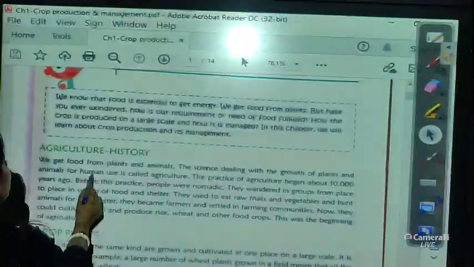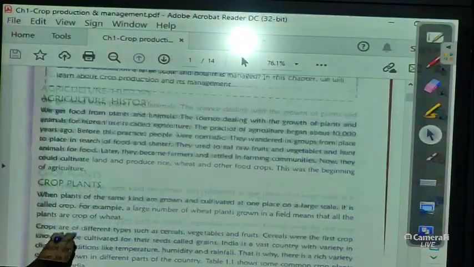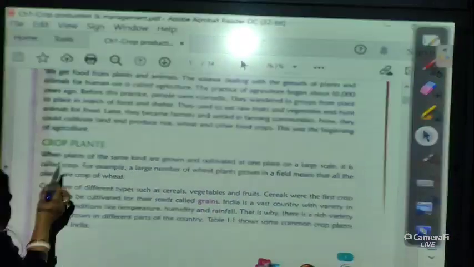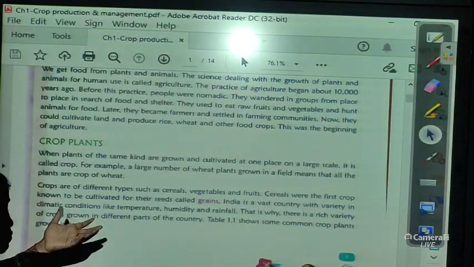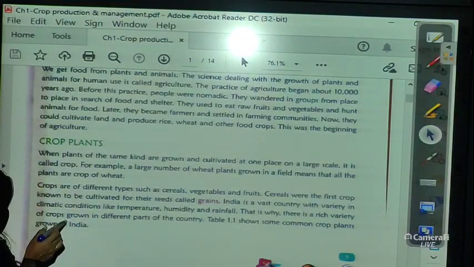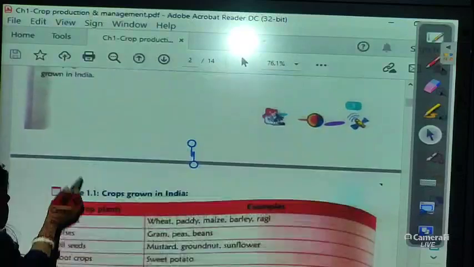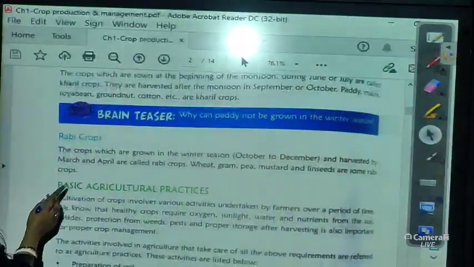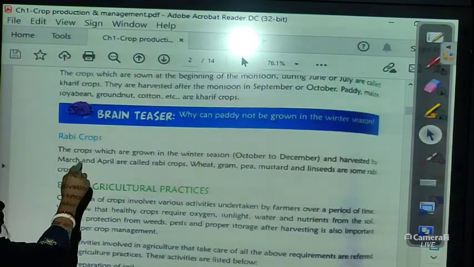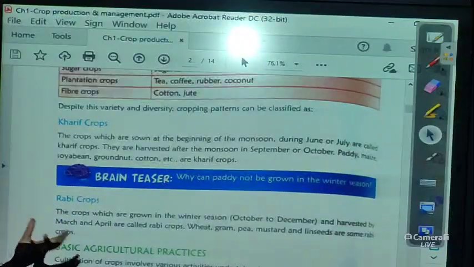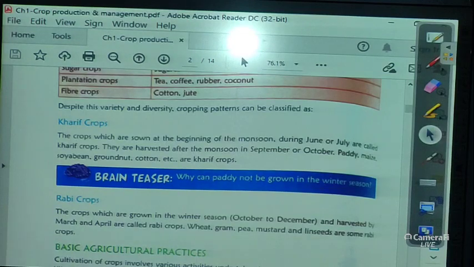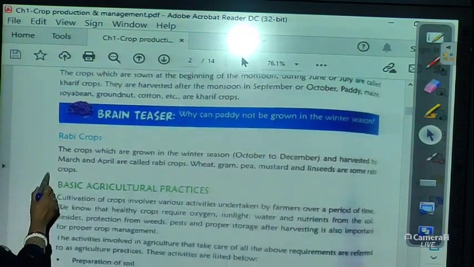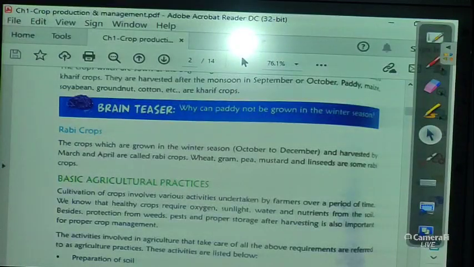First, we learned about agricultural history, where we learned how farmers started growing crops. Then we learned about the crop plants found in India, the kharif crop and the rabi crop. Kharif crops are sown at the monsoon and harvested after the monsoon, in September and October. Rabi crops are grown in the winter season and harvested in March and April.